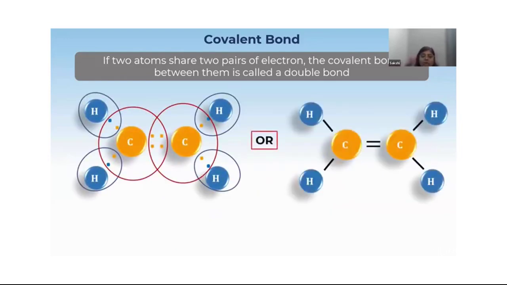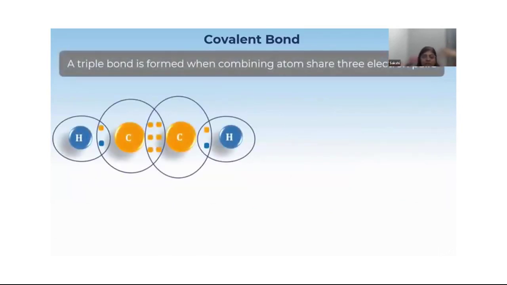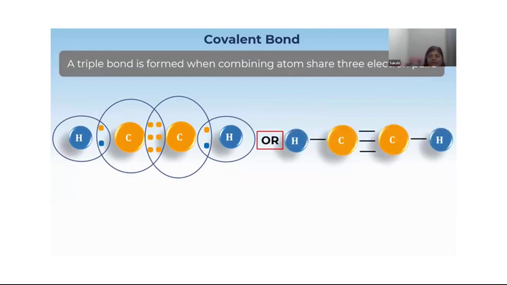Now this is C2H4, which you can try yourself. If two electron pairs are shared, we call it a double bond. Now let us study when a triple bond is formed. A triple covalent bond is formed if you're sharing three electron pairs. Let us study the example.